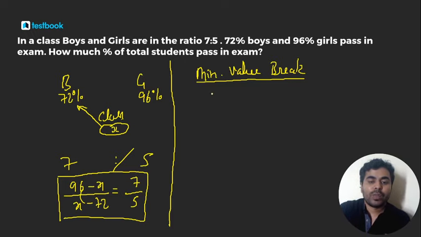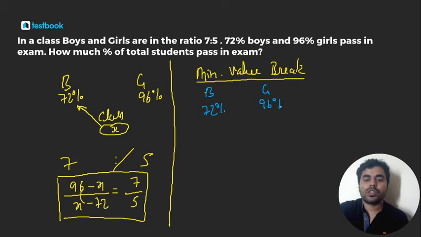Okay, so here I have written, since boys were 72%, girls were passing 96%, means 96% of girls were passing, and the ratio in which boys and girls were, that was 7:5.